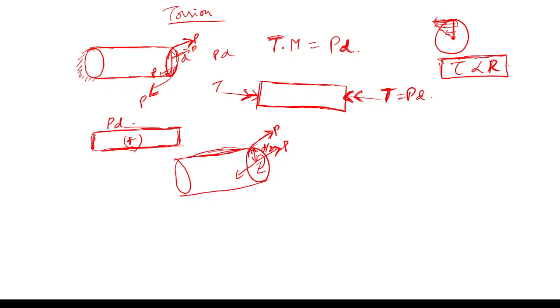But here what we are actually speaking about is pure torsion, where there is no direct shear load applied on the particular cross section.